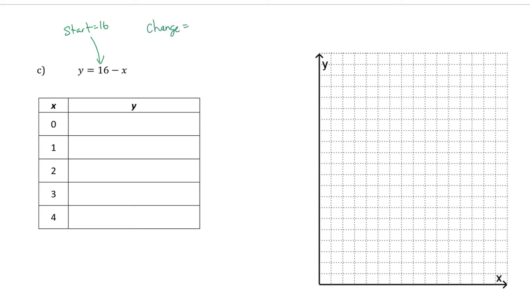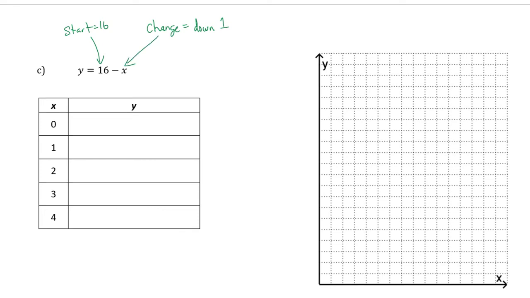And some of you might have noticed that there's a minus sign here instead of a plus sign. So I'm starting at 16, and every time I'm subtracting from that. So that means I'm going down. So my change is going to be down. And how much? 1, because this is like 1x. If it was 2x or 3x or 4x, so minus 2x, minus 3x, minus 4x, I'd be going down 2, down 3, or down 4. But in this case, it's just minus x, which means minus 1x. So I'm going down 1 every time.